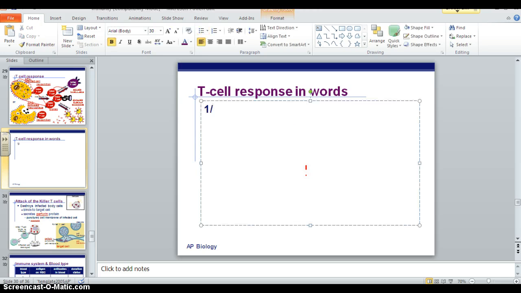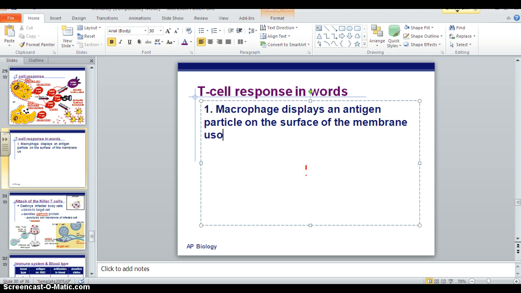So in the first part of the T cell response, a macrophage displays an antigen particle on the surface of the membrane using the MHC proteins. When it does this, it's called the APC, or the antigen-presenting cell.